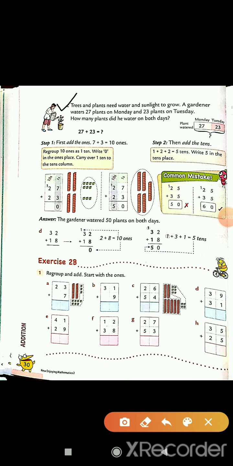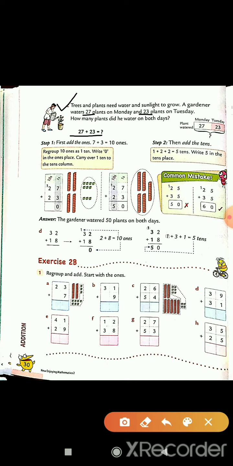Next example. Trees and plants need water and sunlight to grow. A gardener waters 27 plants on Monday and 23 plants on Tuesday. How many plants did he water on both days? So here the gardener waters 27 plants on Monday and on Tuesday he waters 23 plants. So how many plants did he water on both days? For that we need to add 27 and 23.